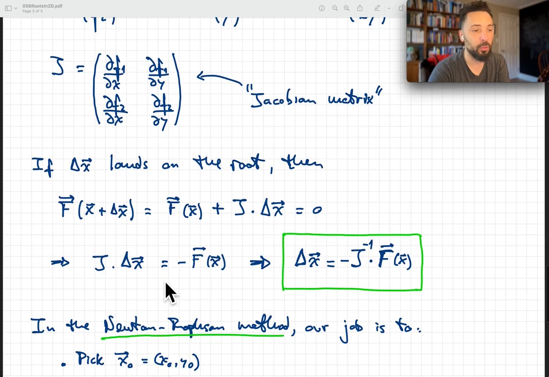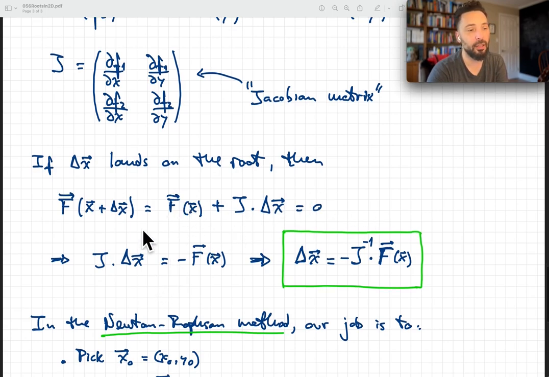And so the way that works is that we put this f on the other side of the equation. That gives us J times delta x is equal to minus f. And now we can put J on the other side of the equation if we use matrix inversion, and we then arrive at this equation where delta x is equal to minus J inverse applied to f of x.